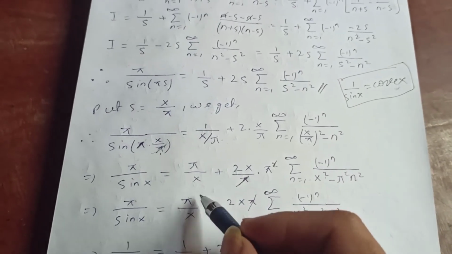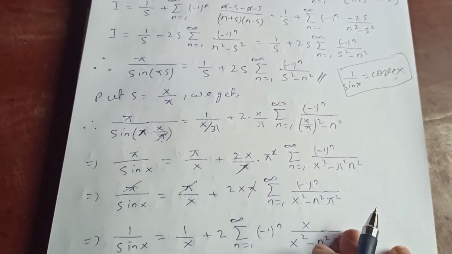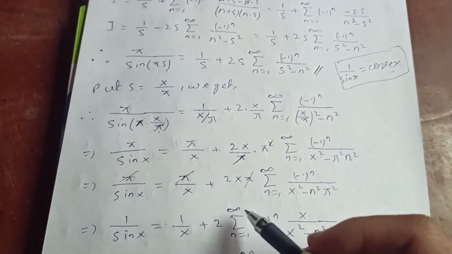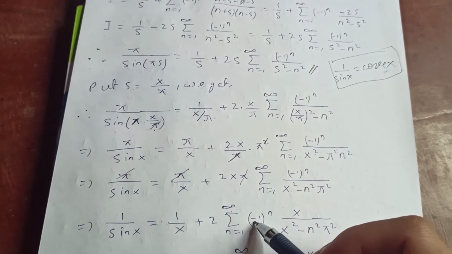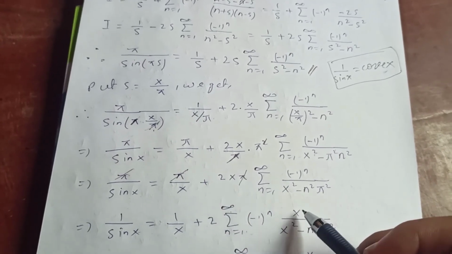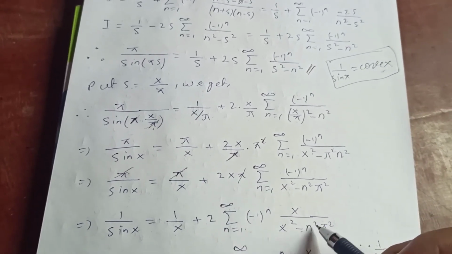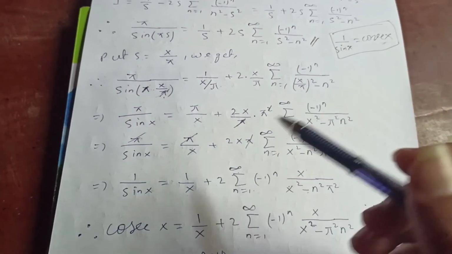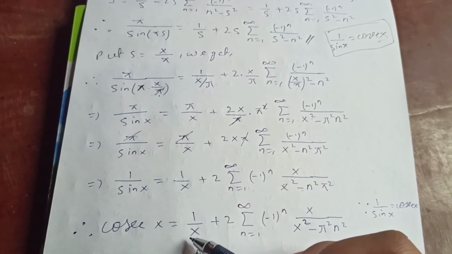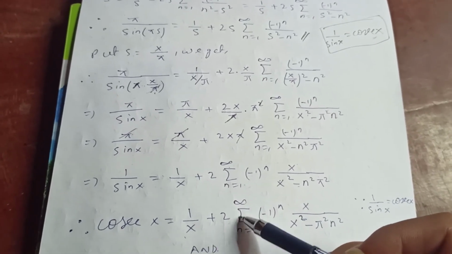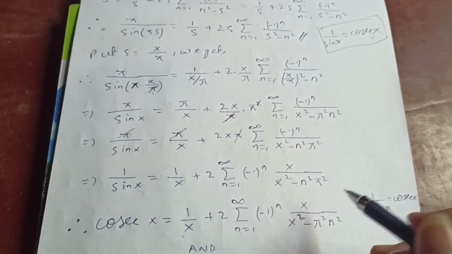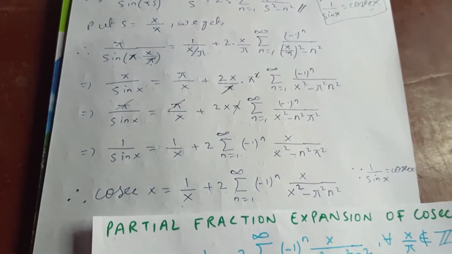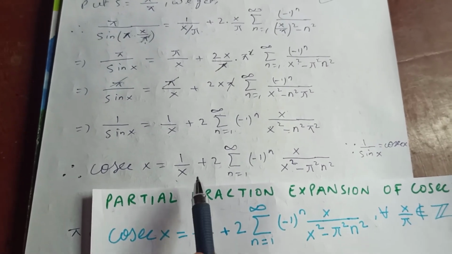So this pi, this pi, this pi cancel out, okay? So you get 1 over sine x is 1 over x plus 2 times sum from n equal to 1 to infinity minus 1 to the n. This x bring out here, x upon x square minus n square pi square. Therefore, we know that 1 over sine x is cosec x, right? Therefore, cosec x is 1 over x plus 2 times sum from n equal to 1 to infinity minus 1 to the n x upon x square minus pi square n square. Right, this is all. This is exactly our proof now.